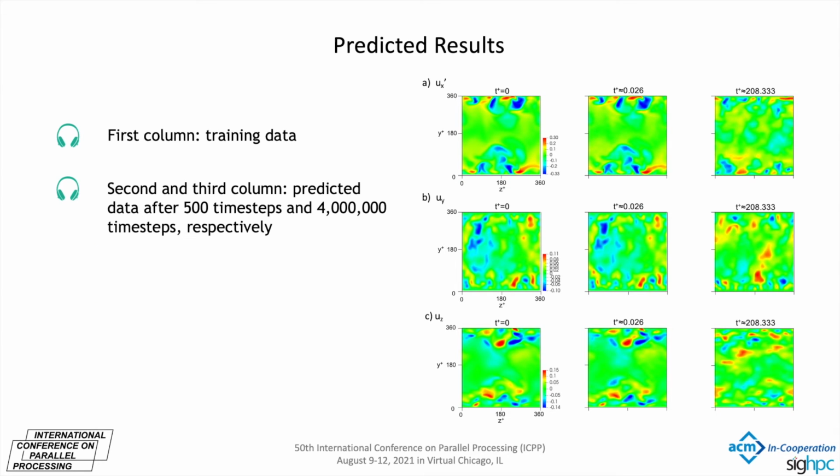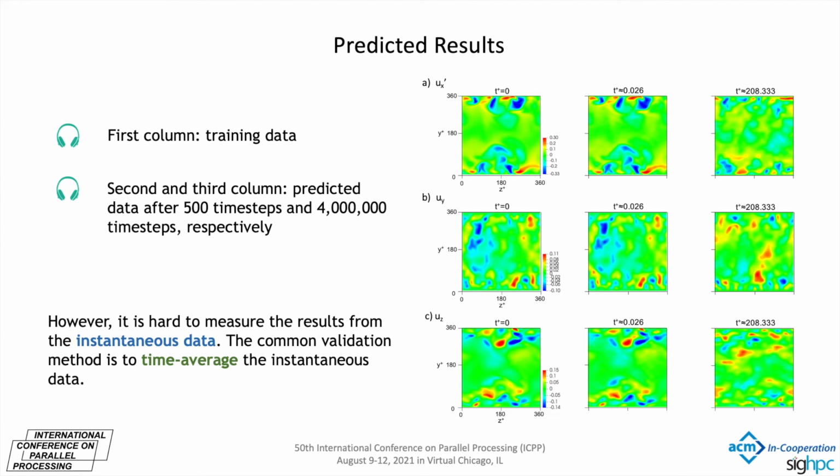This is a predicted result for the different components, which are UX, UY, and UZ. The first column is the training data, and the second column is the predicted data after 5 time steps. We can see the movement of the eddy, and the last column is the predicted data after 4 million time steps. We can still see the eddy structure here, even after a very long time.